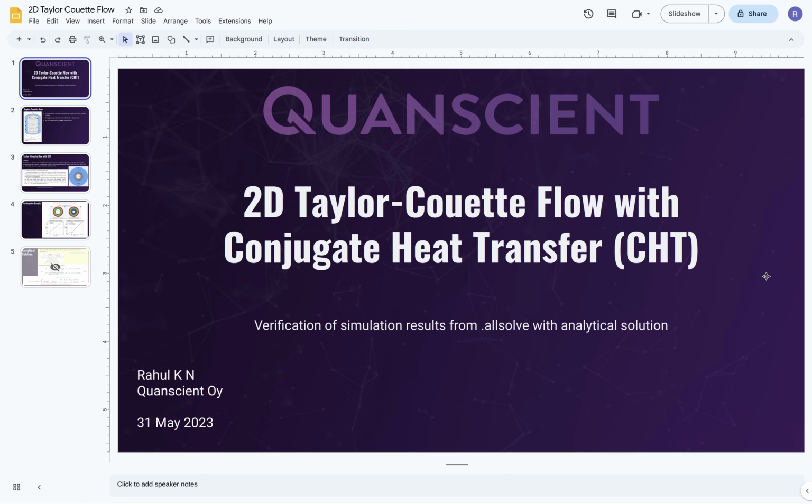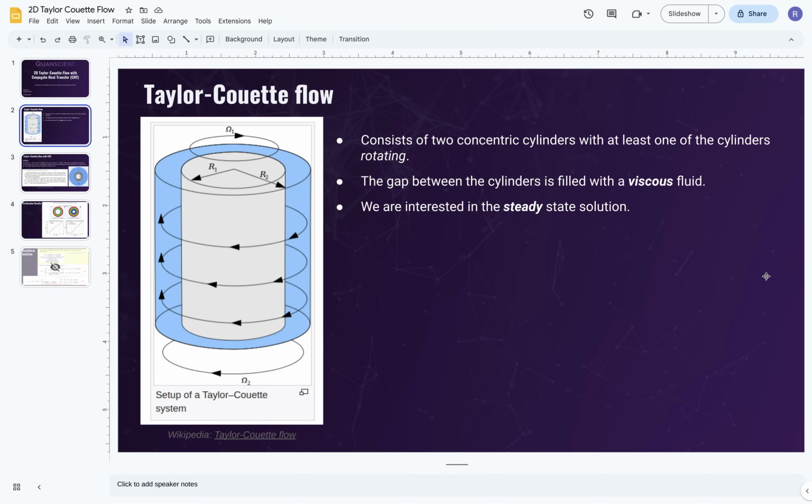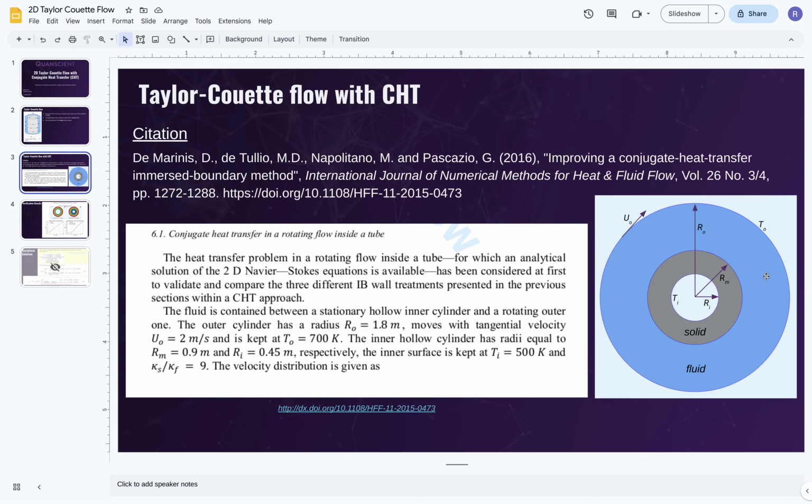To give a brief background on the Taylor-Couette flow, it consists of two concentric cylinders with at least one of the cylinders rotating, and the gap between the concentric cylinders is filled with a viscous fluid. We are interested in simulating the steady state solution for this particular problem. Let us look at the problem in more detail.